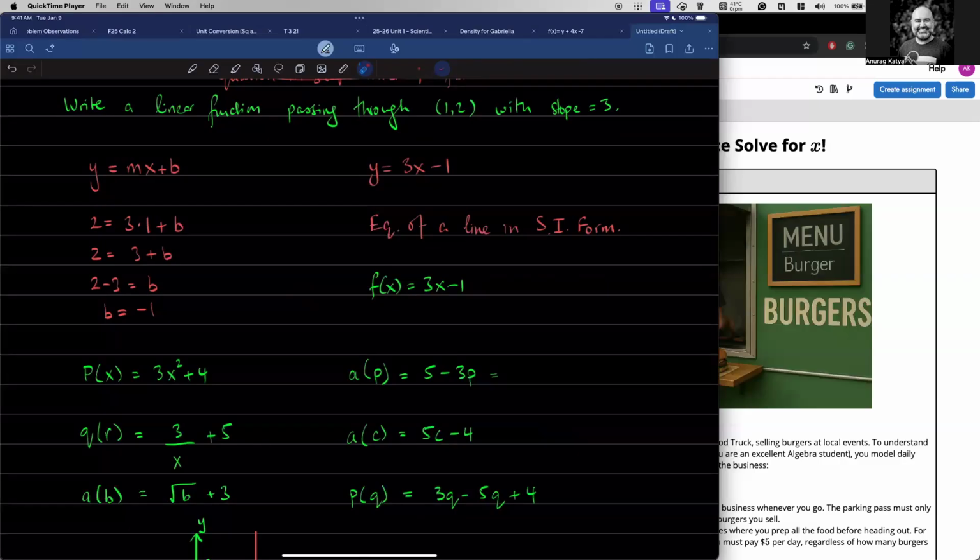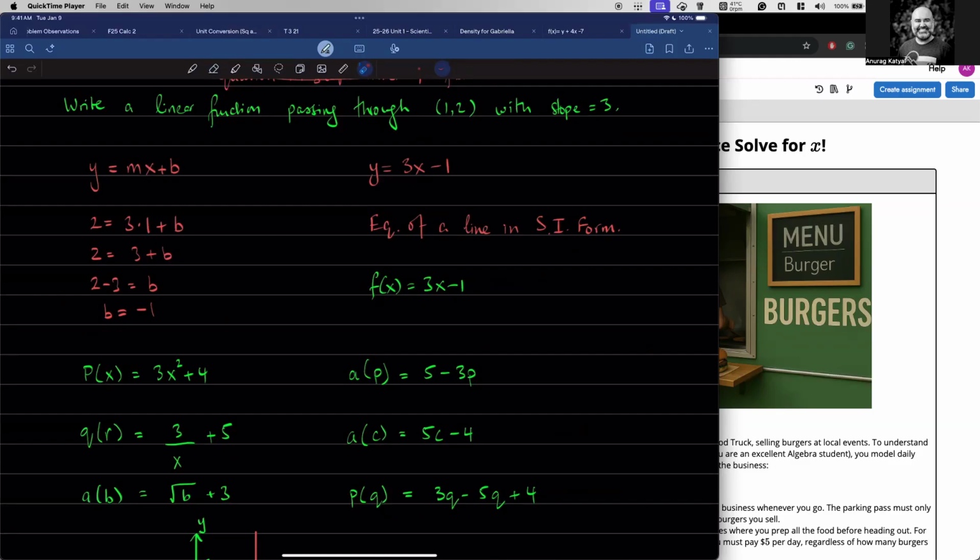What do you think the third one is? Square root of b plus 3. That's a radical function. So these three things are coming up in the future. What about 5 minus 3p? Is that a linear function?